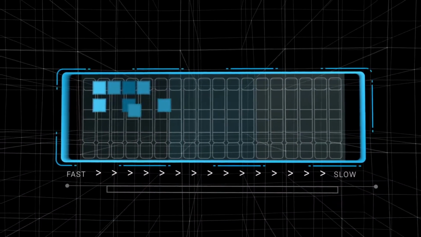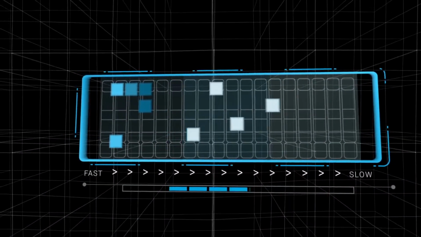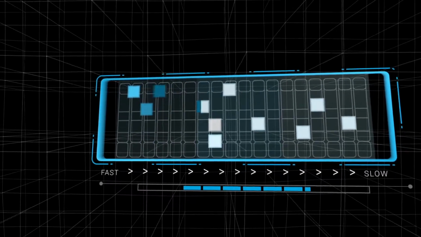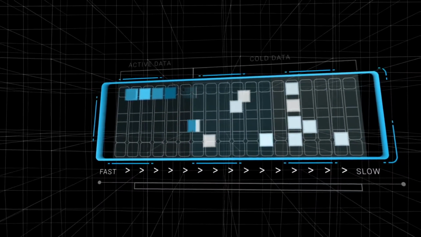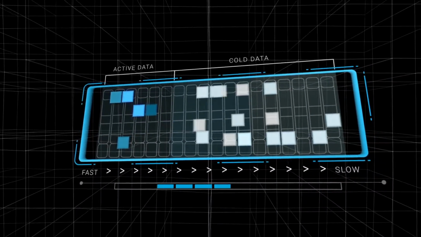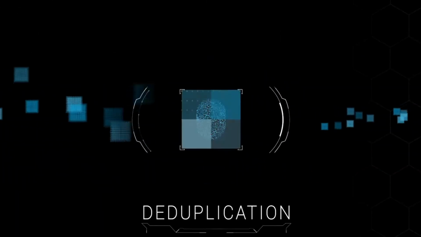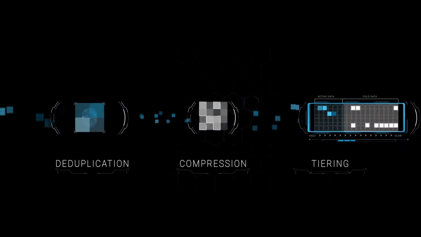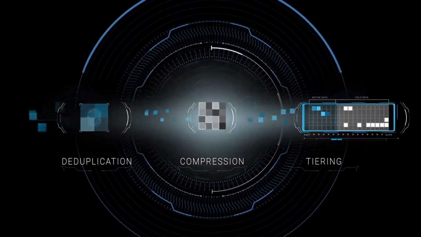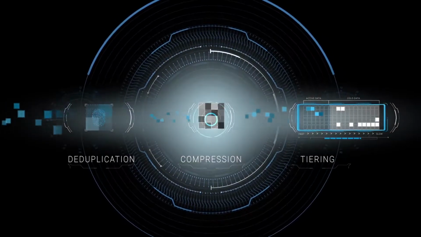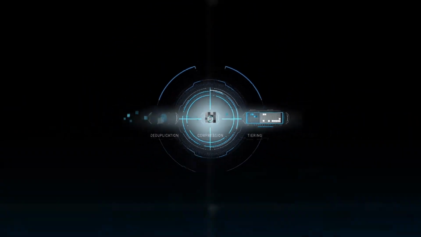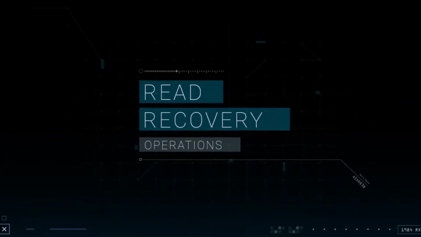Based on the usage of the data, the blocks are moved across tiers autonomously to provide flash performance for all your applications. Hot data is stored on flash, while cold data is moved to HDDs. Deduplication, compression, and tiering are always on and automated, so you don't have to worry about them, and you can focus on other things. Let's talk about read and recovery operations.